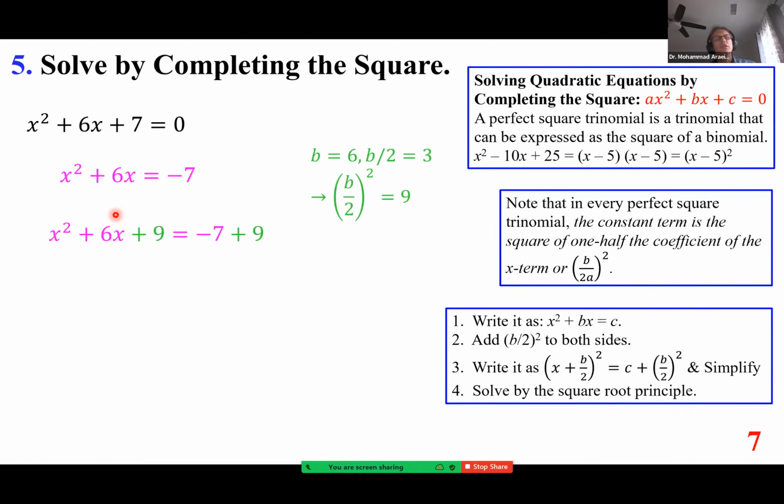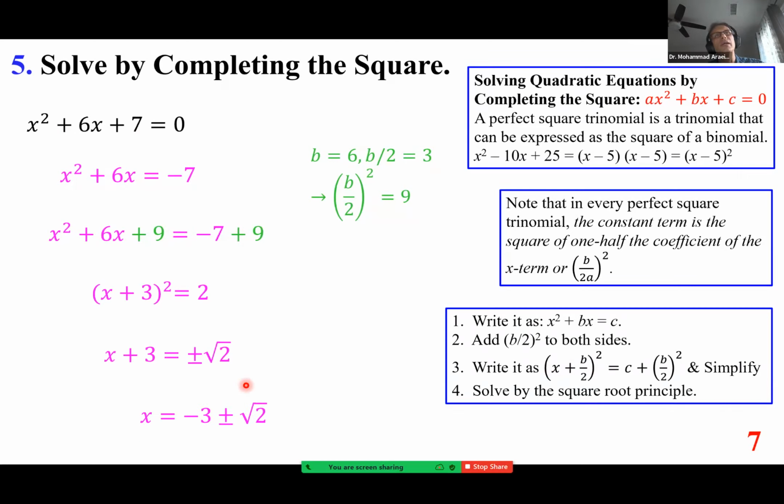Now what's important to understand is this. On the left side, you always have x plus b over 2. b over 2 happens to be 3, including its sign, whatever it is. So it's (x plus 3) squared. The right side adds up to 2. So if you take a root, x plus 3 is plus or minus the square root of 2. Move the 3, and we are done.